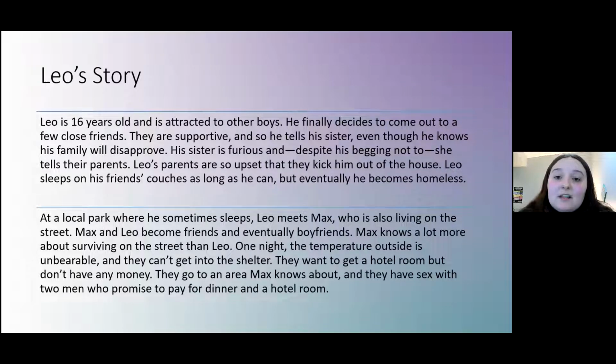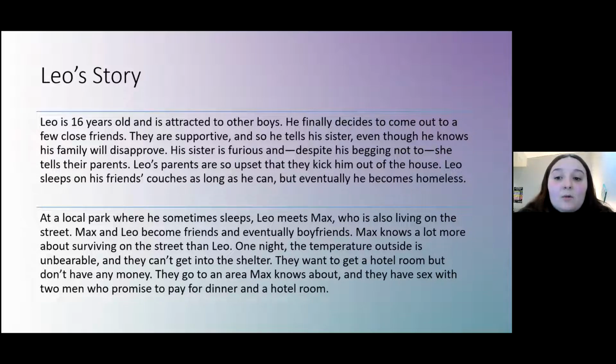They are supportive, and so he tells his sister, even though he knows his family will disapprove. His sister is furious, and despite his begging not to, she tells their parents. Leo's parents are so upset that they kick him out of the house. Leo sleeps on his friends' couches as long as he can, but eventually he becomes homeless.